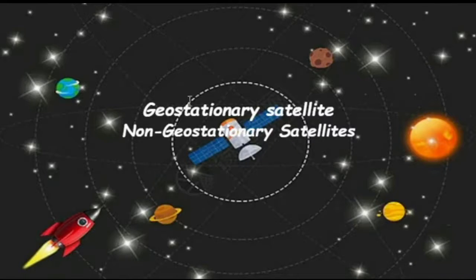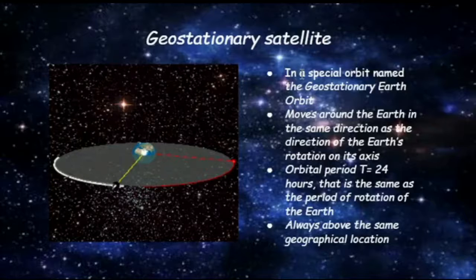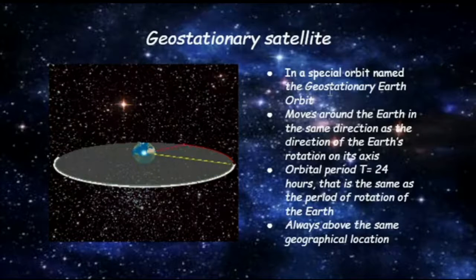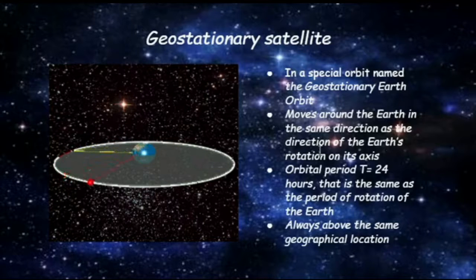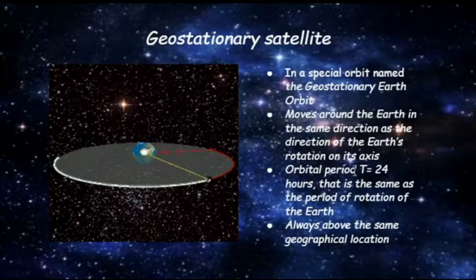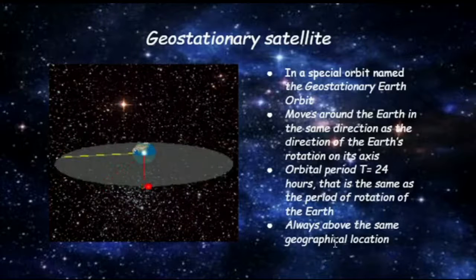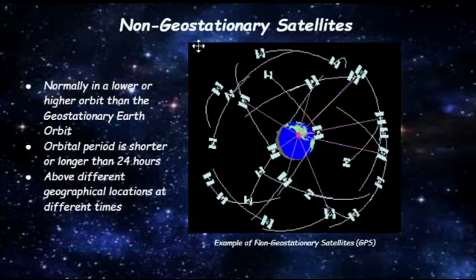Hi everyone, I'm Gwen Torshan. Now we will see the geostationary satellite and non-geostationary satellites. We will see the geostationary satellite first. It is in a special orbit named the geostationary Earth orbit and moves around the Earth in the same direction as the direction of the Earth's rotation on its axis. Its orbital period T is 24 hours. That is the same as the period of the rotation of the Earth. It's always above the same geographical location.